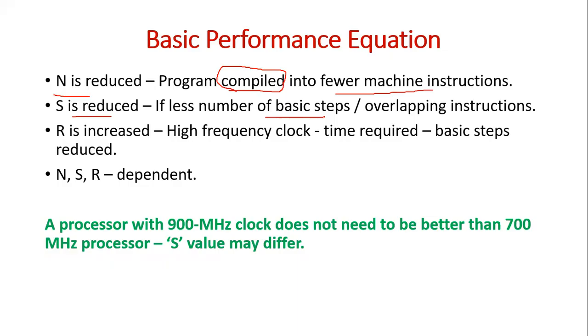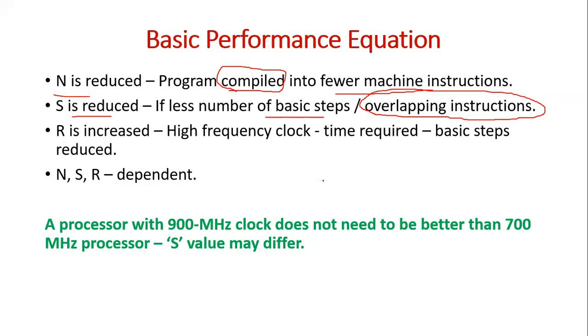If the average number of basic steps per instruction is less, then S will be reduced. There is another important way to reduce S, which is called overlapping instructions, also known as pipelining. This is crucial. The first way to reduce S is to reduce the number of basic steps. The other way to reduce S is to overlap the instructions.